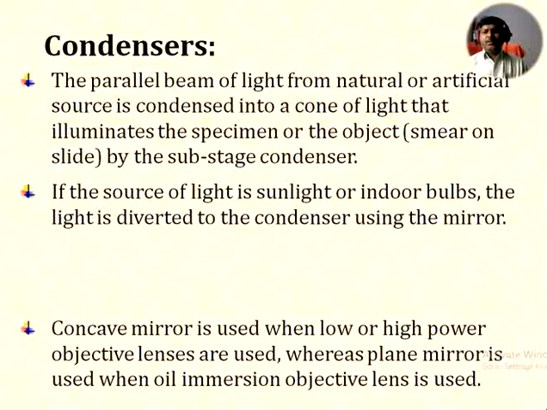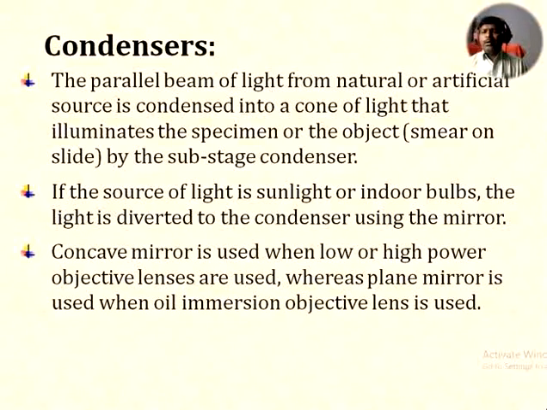Concave mirror is used when low or high power objective lenses are used. That means there are two sides to that mirror. One is convex and another is concave. When we are using the concave mirror, it is used when low or high power objective lenses are used, whereas the plane mirror is used when the oil immersion objective lens is used.